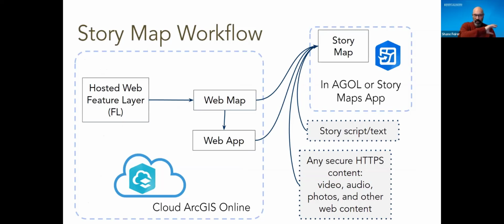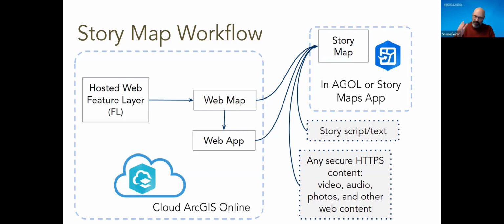So what your workflow is going to be: once again, you're going to be using hosted feature layers. You're going to load that data into a web map. They can be part of a web app or brought directly into a story map. And then you're going to have a script and a story that you want to tell. This is where you can have, like I said in the beginning, a more journalistic output. So you're telling your story. You're putting text and media to go with it, and you've got spatial information to go with it. So you can really tell an interactive, visually compelling story.